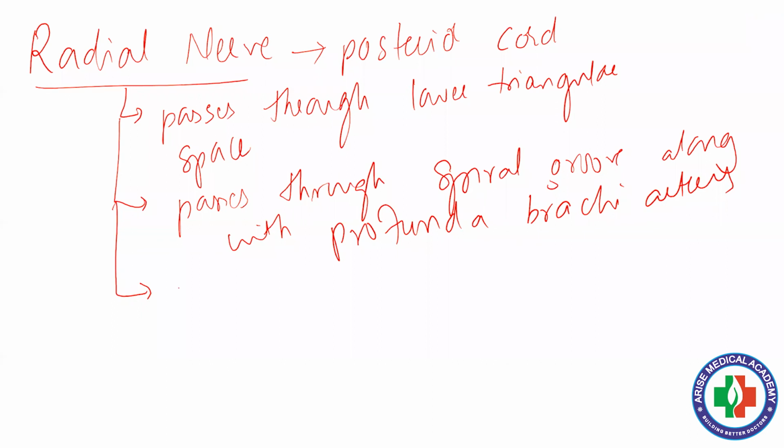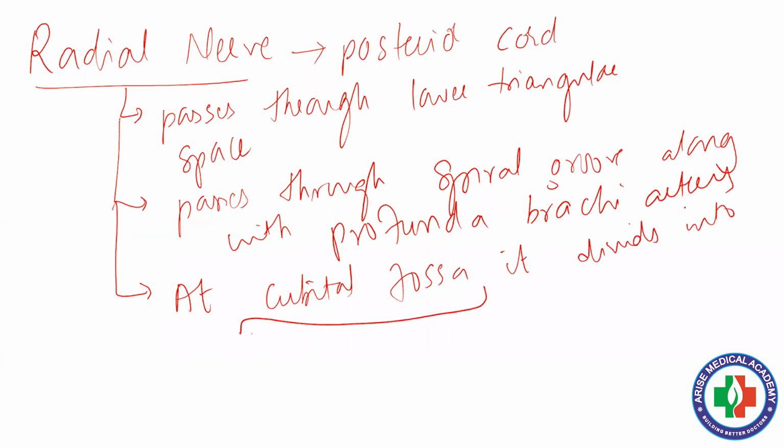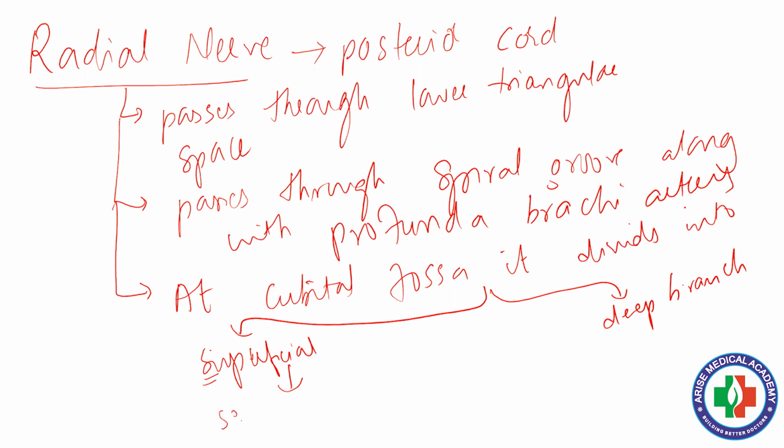Then at the cubital fossa, just near the lateral epicondyle, it divides into a superficial branch and a deep branch. The superficial branch is sensory.